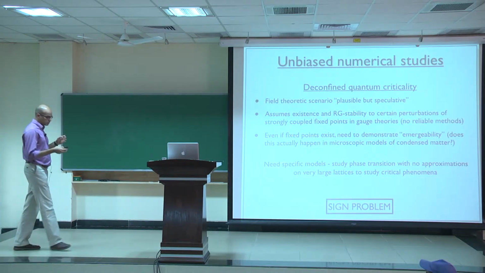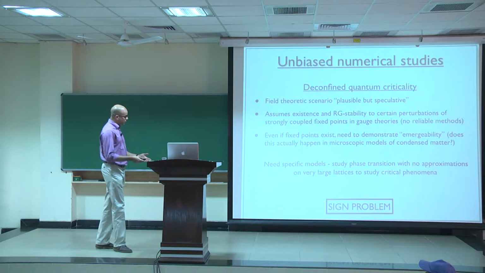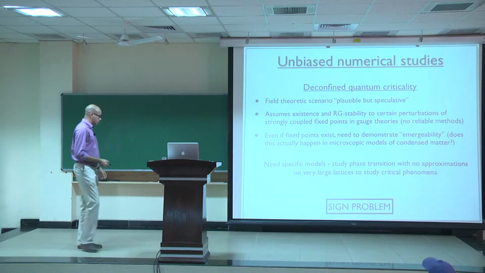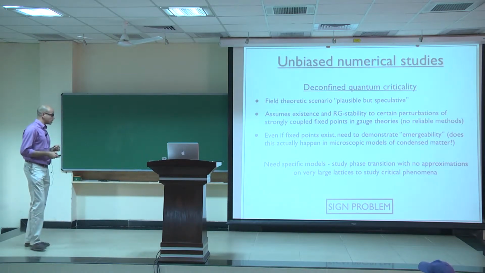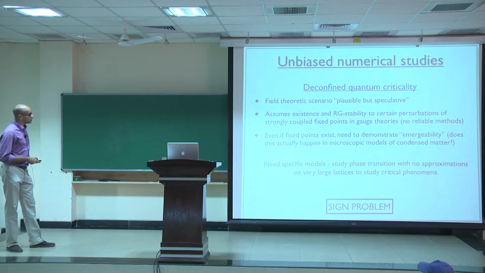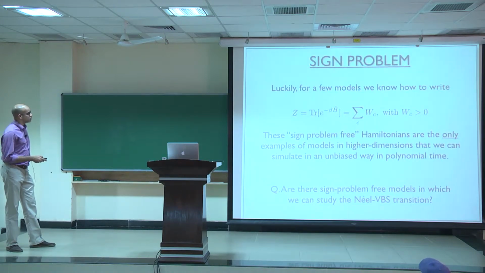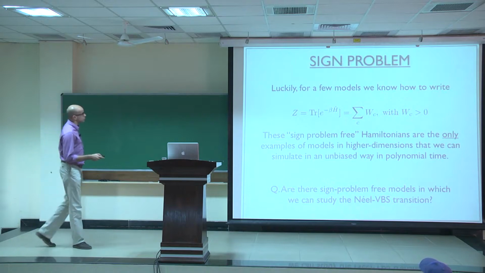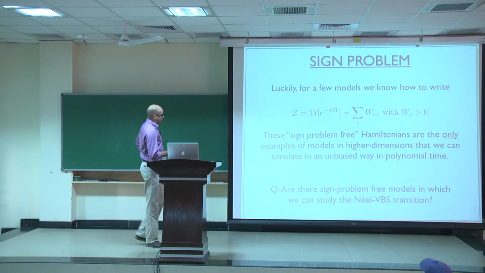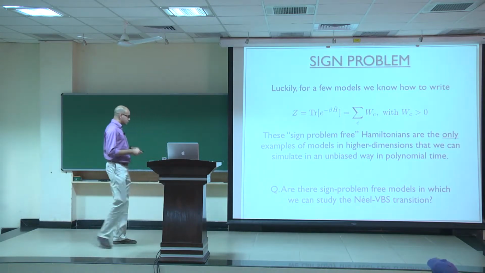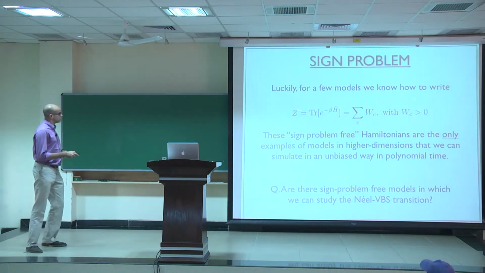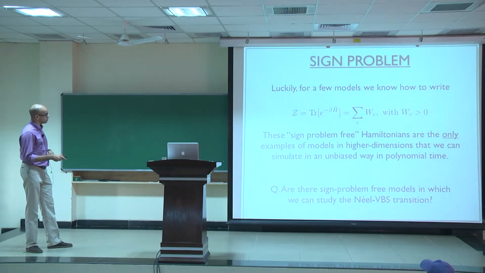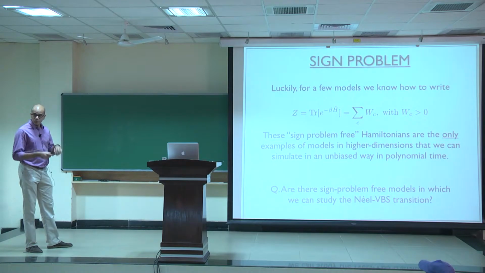Okay, so quantum statistical mechanics generally suffers from a sign problem, and this is one of the most serious problems that has prohibited our understanding of quantum critical phenomena. But luckily for us, there are a few models which we can write down, and basically solving the sign problem is equivalent to finding a way to write the partition function as a sum over configurations with positive weight.